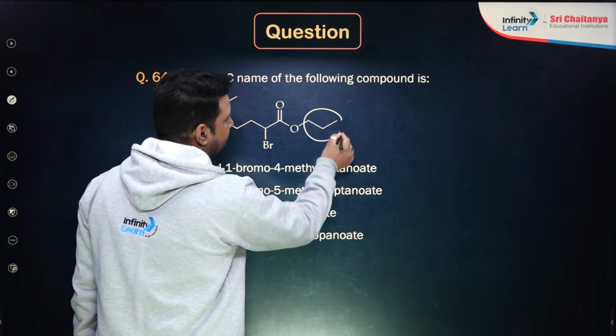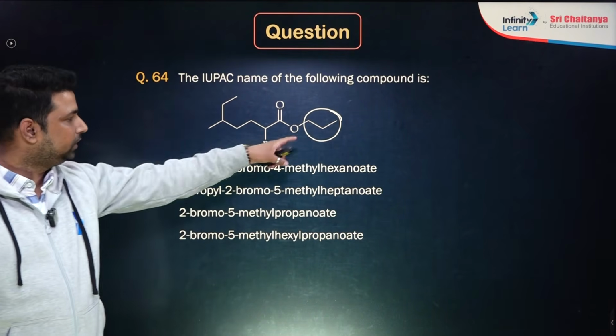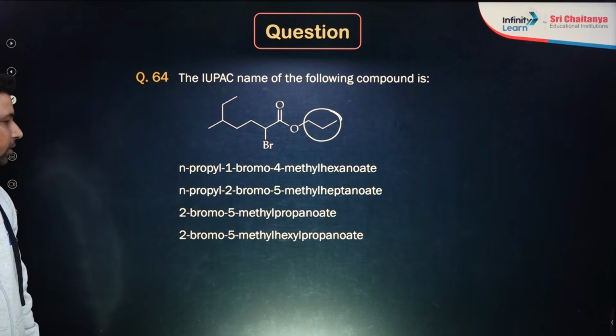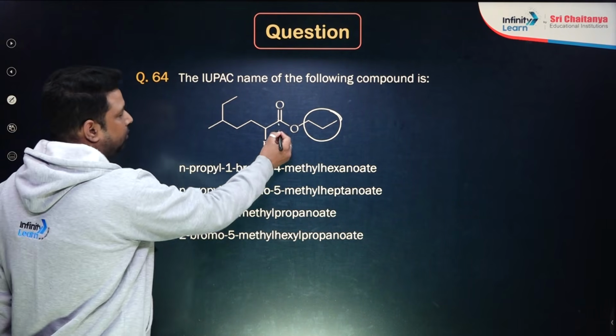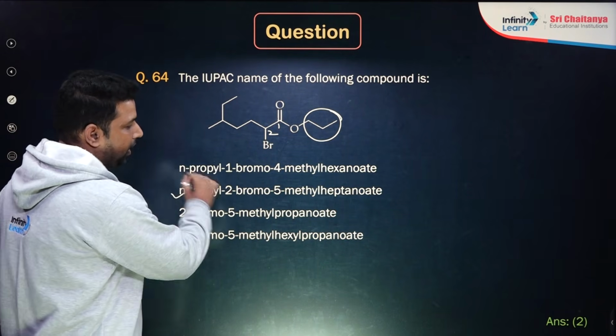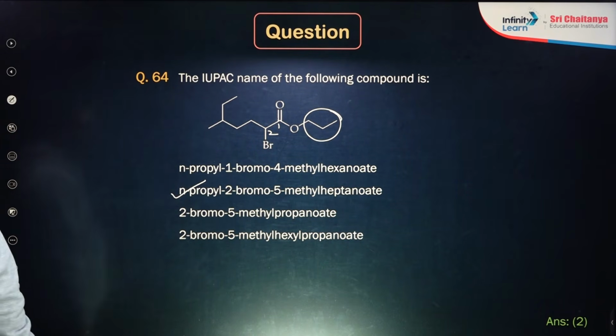IUPAC name, it is very easy. First, we write the IUPAC name of the group connected to oxygen. It is N-propyl. So N-propyl has to be there. Okay. Then you have to put bromo at the second place. So N-propyl 2-bromo 5-methyl heptanoate is the correct answer.